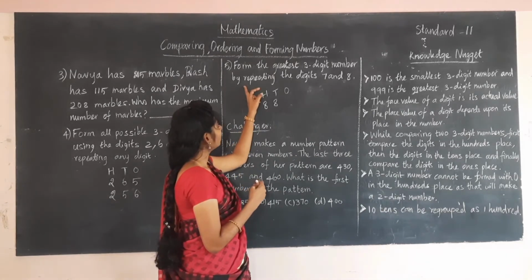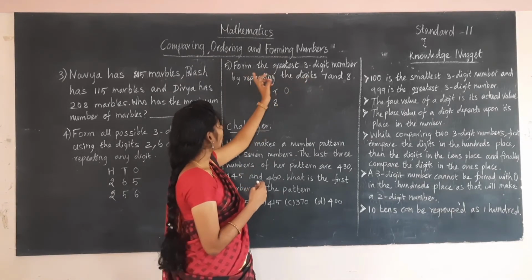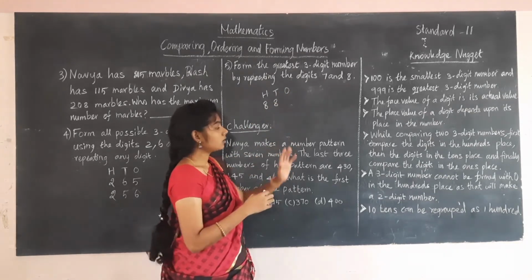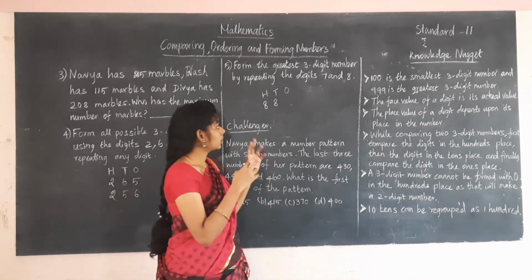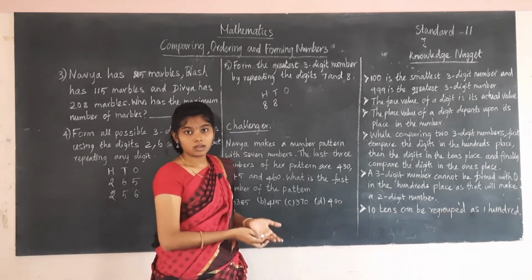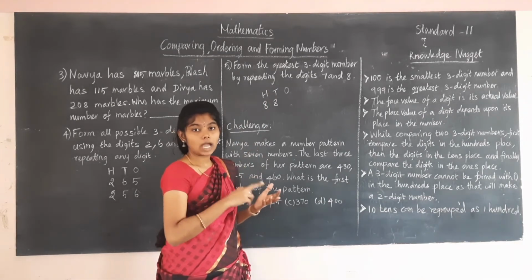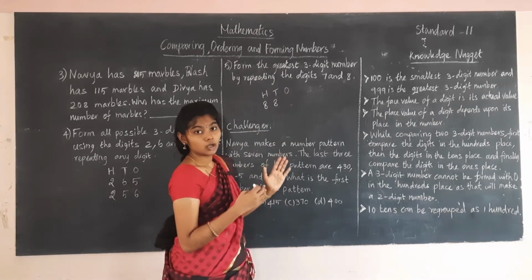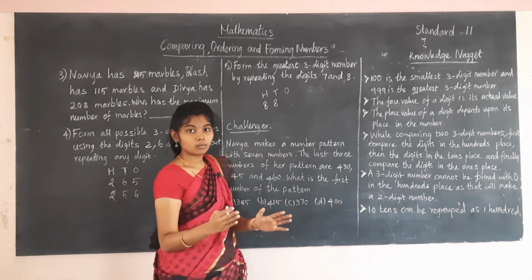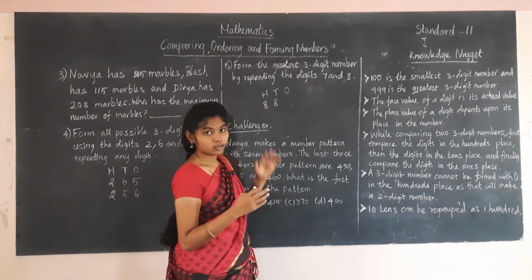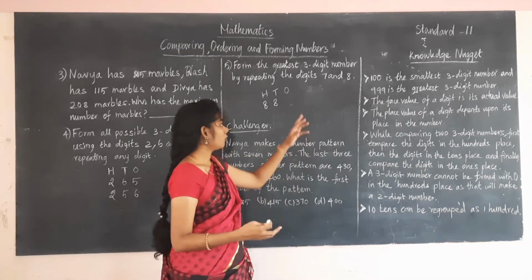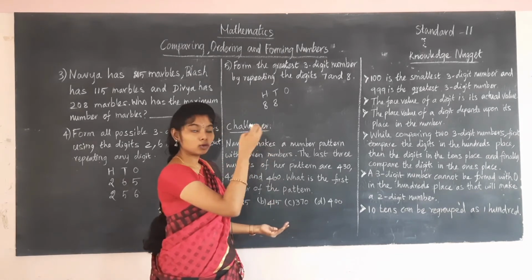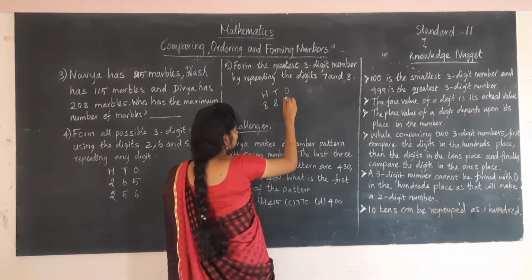Form the greatest 3-digit number by repeating the digits: 7 you can write or 8 you can write. They didn't say we have to repeat only twice or thrice. They have mentioned we can repeat it. So we have to write the greatest number. Again we have to write 8, then only we will get the greatest number. If we wrote 7, it would become the smallest number. So we have to write 8 again. So this is the greatest number.